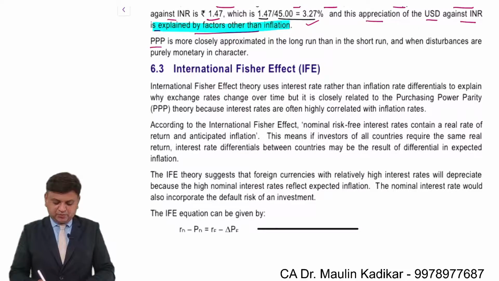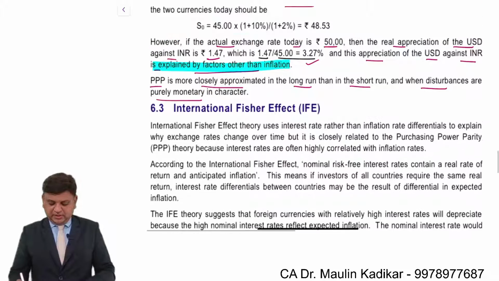Purchasing power parity is more closely approximated in the long run than in the short run, when disturbances are purely monetary in character.